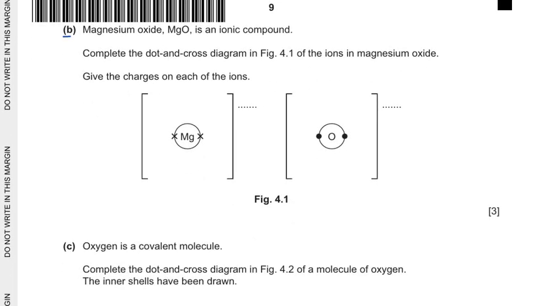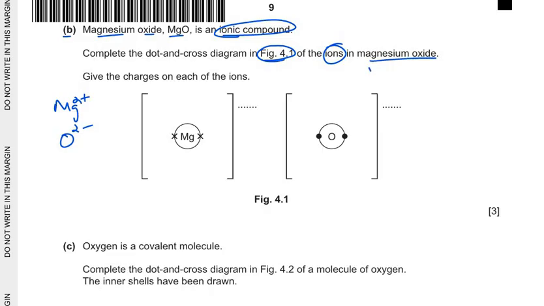The B question is, magnesium oxide, MgO, is an ionic compound. Complete the dot and cross diagram in figure 4.1 of the ions in magnesium oxide, that is Mg 2 plus and oxygen, that is 2 minus. Give the charges on each of the ions.